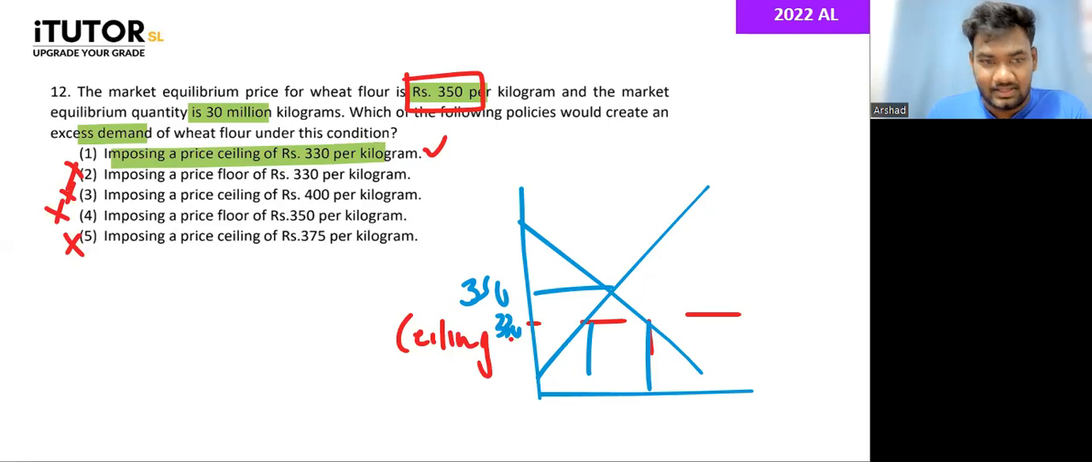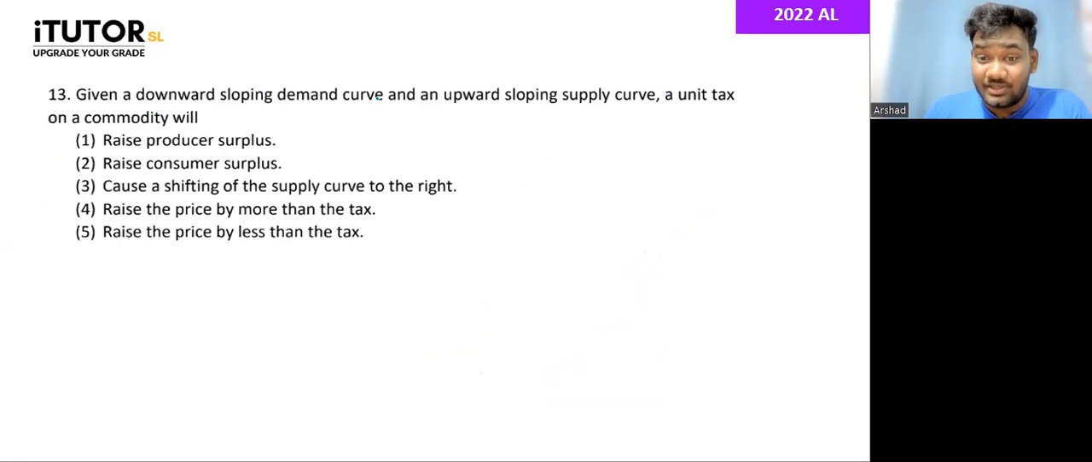Okay. Last two questions. Given a downward sloping demand curve and an upward sloping supply curve, can you see the same question was changed? Last paper they asked about a subsidy, now they're asking about a tax. So a unit tax on a commodity will do what? What will happen, guys? When there is a tax, can you tell me what will happen to consumer surplus and producer surplus?